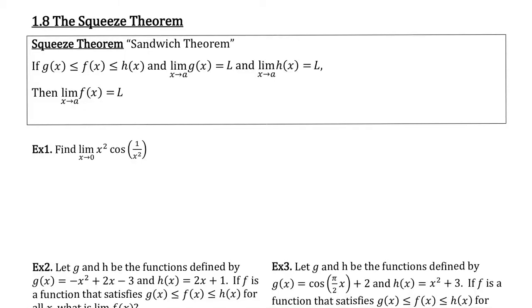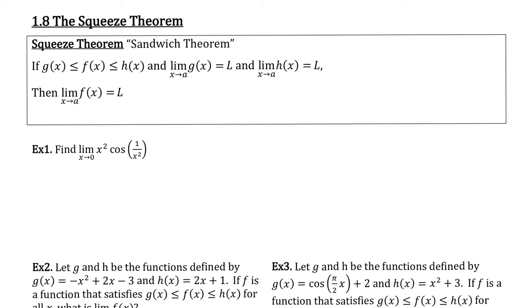In 1.8, we are going to introduce what they call the squeeze theorem. It's also called the sandwich theorem, although we'll call it the squeeze theorem. Okay, so it says if g of x is less than or equal to f of x is less than or equal to h of x, and the limit as x approaches a of g of x equals L, and the limit as x approaches a of h of x equals L, then it must be true that the limit as x approaches a of f of x also equals L.